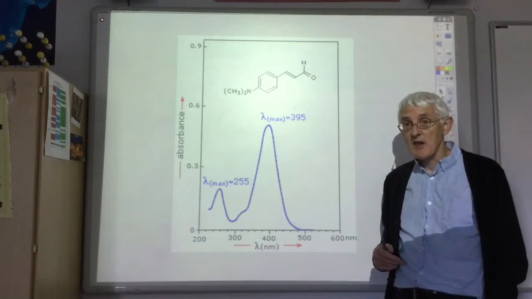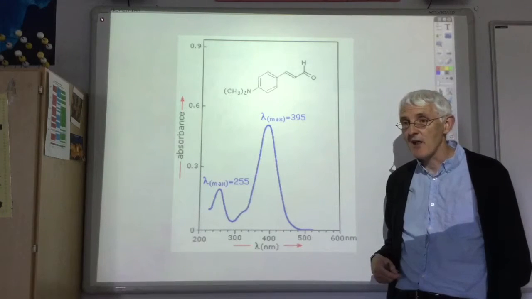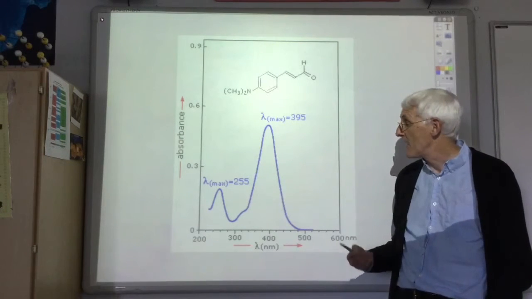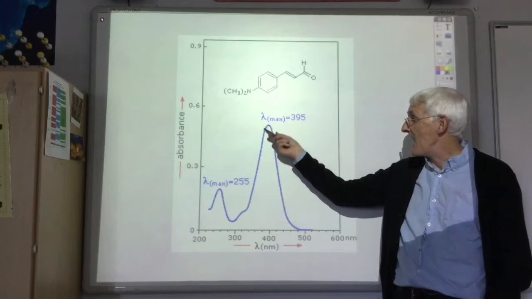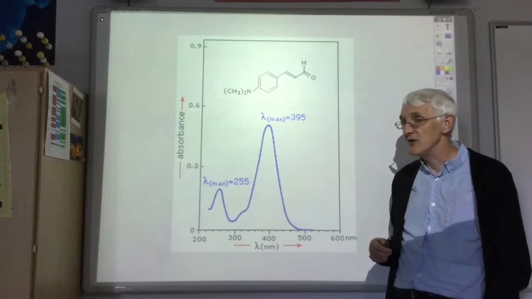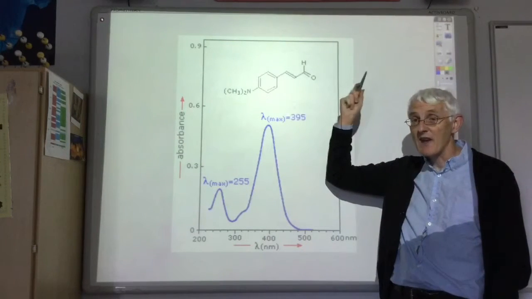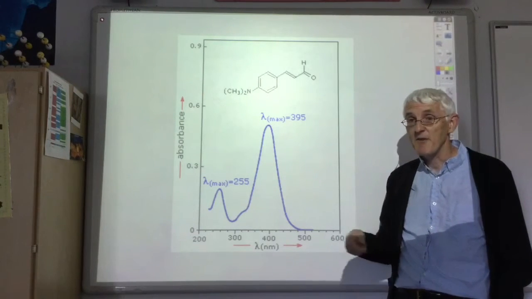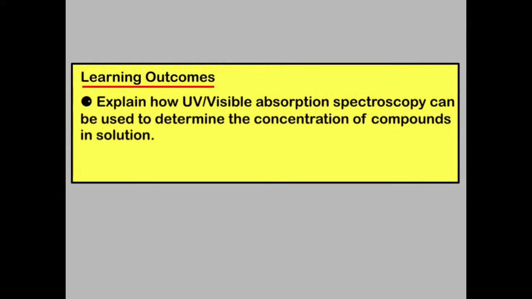So although a UV spectrometer is far more expensive than a colorimeter, and we don't have one at school, it works on the exact same principle, only in this case you're absorbing light from outwith the visible region, within the UV region. But we do find often that organic molecules do absorb light in the UV spectra, so this can be very useful for organic analysis. So by now you should be able to explain how UV and visible absorption spectroscopy can be used to determine the concentration of compounds in a solution.